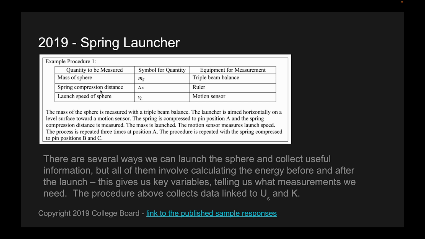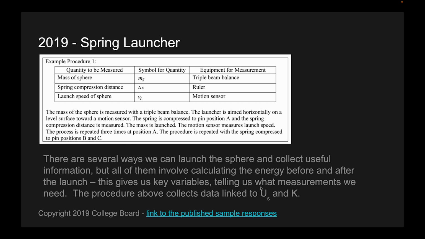Okay, so here's an example. There's some to choose from, and I haven't mentioned yet going to look at the sample responses and scoring guidelines. Hopefully, you already have started doing that for some of yours. This is a very valuable thing to do whenever you're reviewing your FRQs. So, in the scoring guidelines, they provided an example procedure here. This is one way to do it. There were several good ways.